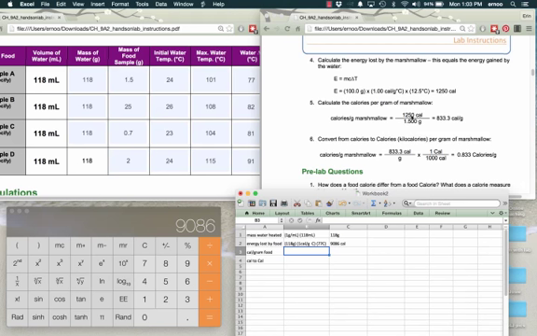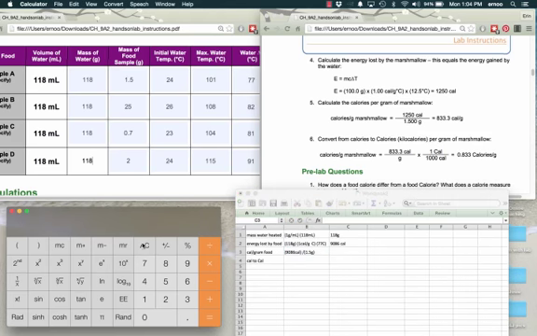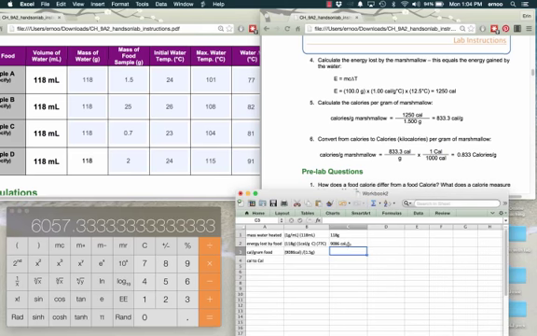How do we do that? Well, we take our number of calories we calculated for whatever type of food we have, which here we calculated 9,086 calories, and we burned 1.5 grams. Okay, so 9,086 divided by 1.5 is 6,057 calories per gram.